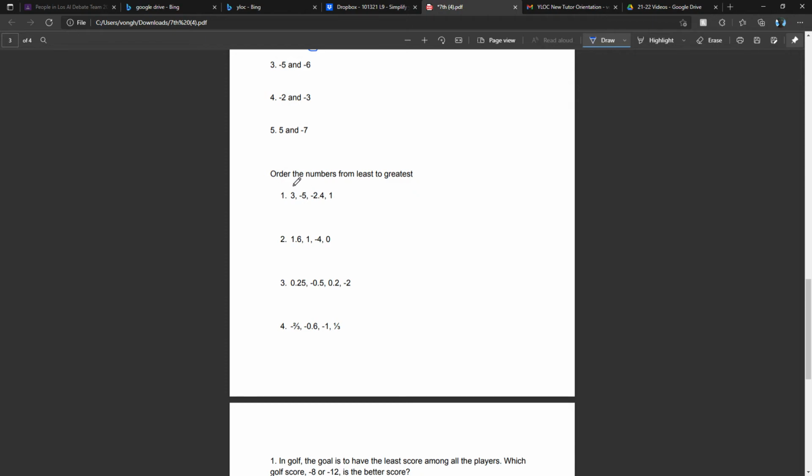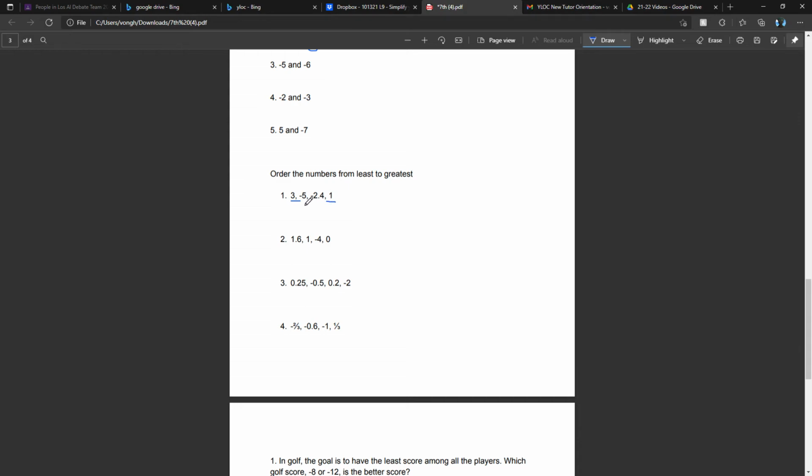Order the numbers from greatest to least. So we have 3, -5, -2.4, and 1. So let's use the positive numbers first. So we have 3 and 1. And we obviously know that 1 is less than 3. So we'll save this one for last.